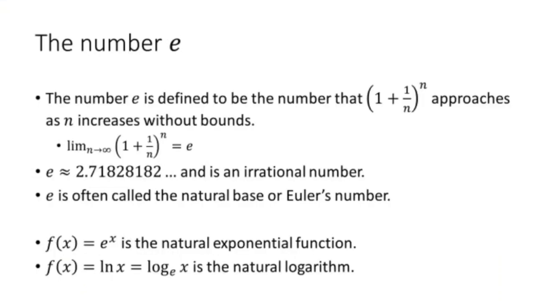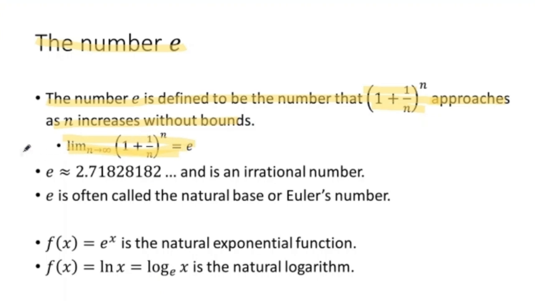One of the most important bases that we're going to work with is the number e. The number e is defined to be the number that the sequence 1 plus 1 over n to the n approaches as n increases without bounds. You'll learn more about sequences in Calculus 2, but a sequence is just a special function. Another way of stating the above statement is the limit as n approaches infinity of the function 1 plus 1 over n to the n will equal e.